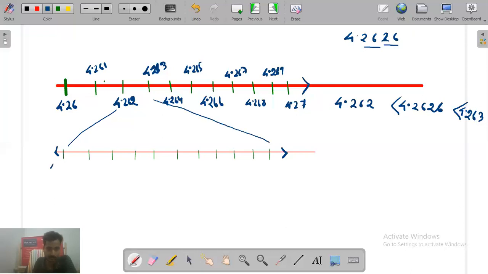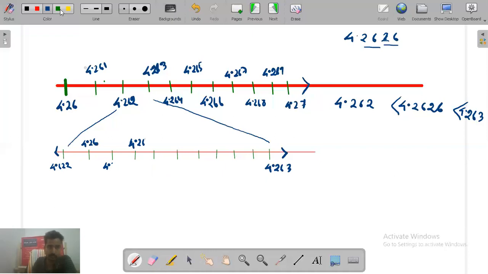So it will be firstly 4.262, it will be 4.263, 4.264, 4.265. One minute, not 3, it will be 4.261. Yes or no? Now see, if you divide 4.262 and 4.263 into 10 equal parts, that will be 4.261.